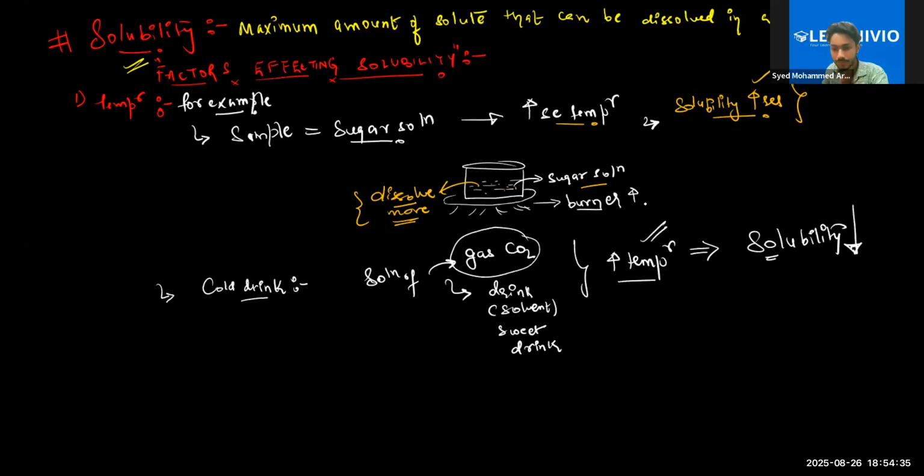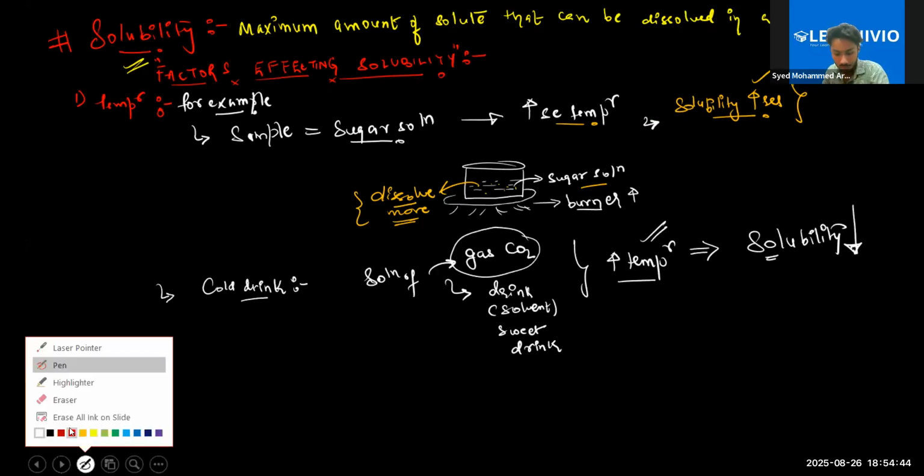Got it? Everything that I have explained to you. Understood. So now there is a thing. There are two types of process.